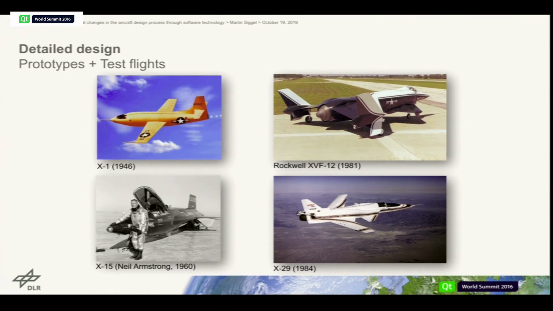But as you can guess, this is really, really expensive, and none of these aircraft managed to become a product. So you try to avoid as much as you can building prototypes just for concepts, right?